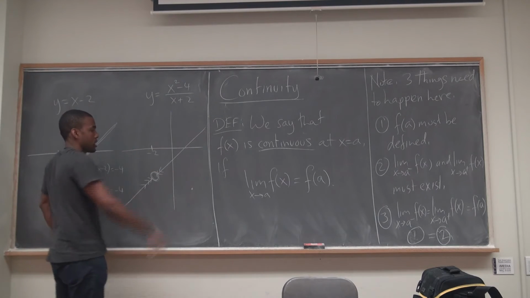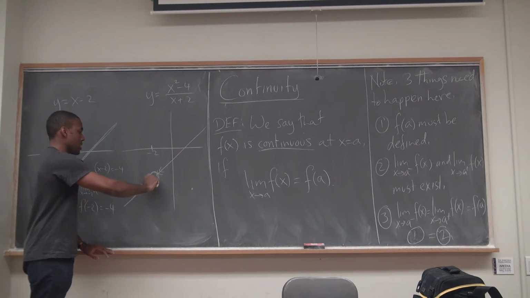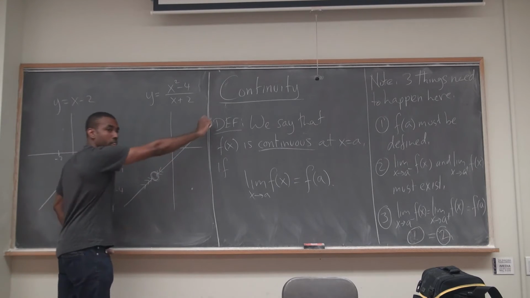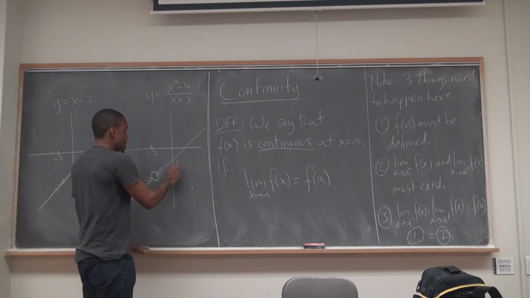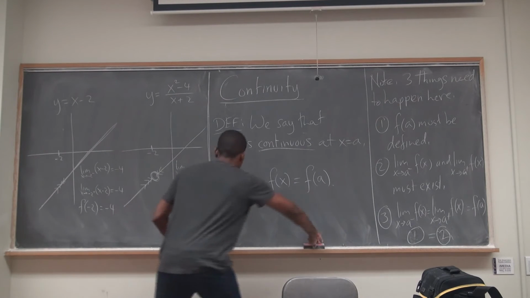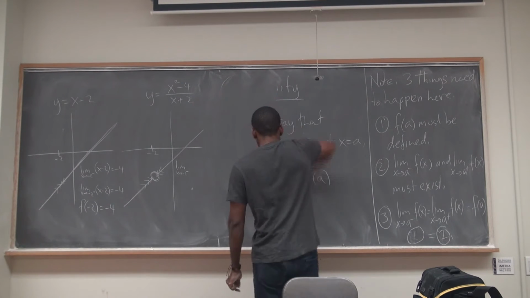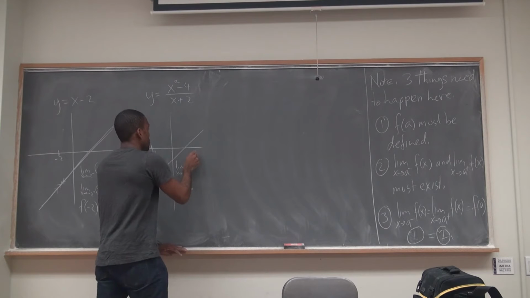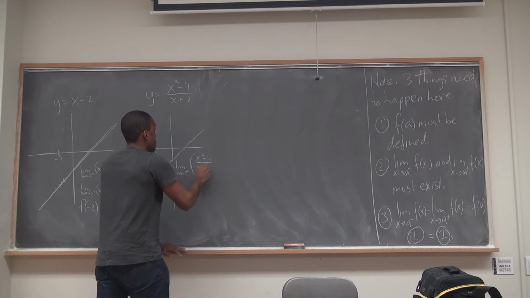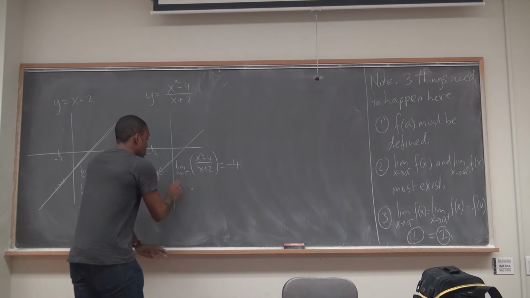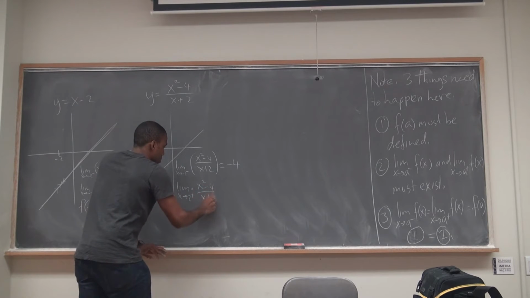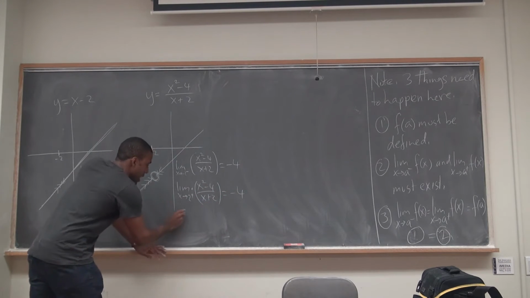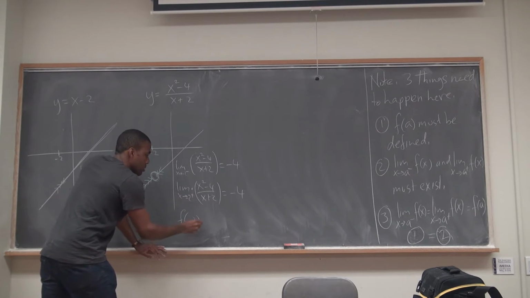Here though, is this function continuous at negative 2? The answer is no. I would have to lift my pencil off the page and start again. Why did that happen? Well, if I look at the limit as x approaches minus 2 from the left of this function, the answer is actually minus 4. If I take the limit as x approaches minus 2 from the right of this function, the answer is again minus 4. But then if I ask you, what is f of minus 2? That does not exist.